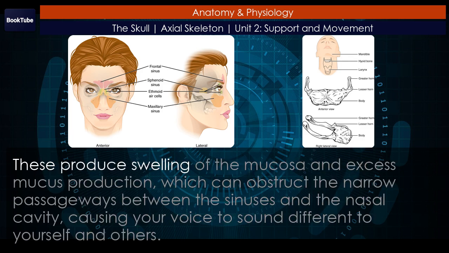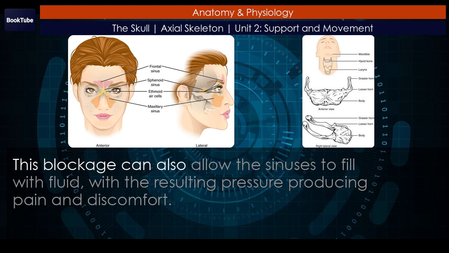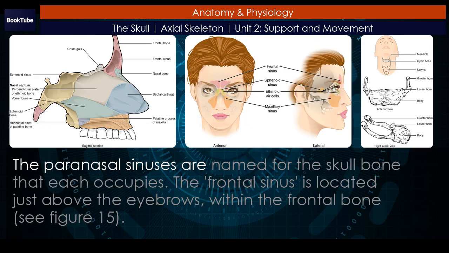These produce swelling of the mucosa and excess mucus production, which can obstruct the narrow passageways between the sinuses and the nasal cavity, causing your voice to sound different to yourself and others. This blockage can also allow the sinuses to fill with fluid, with the resulting pressure producing pain and discomfort. The paranasal sinuses are named for the skull bone that each occupies.